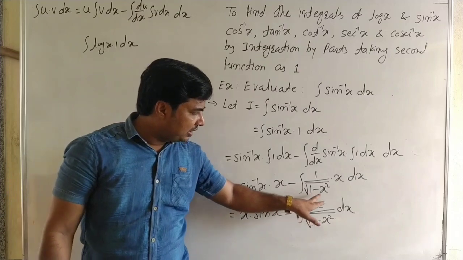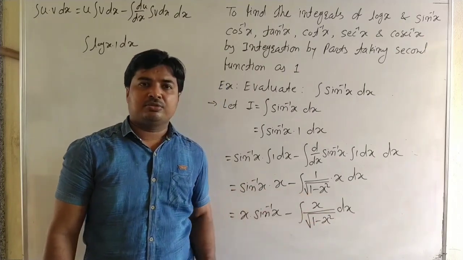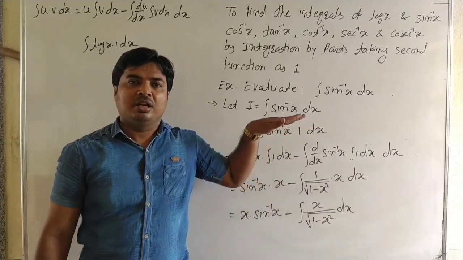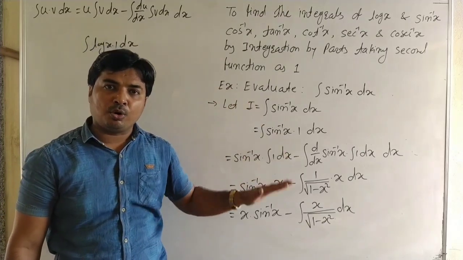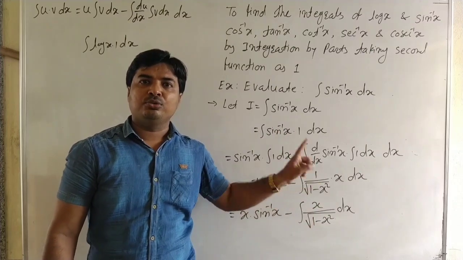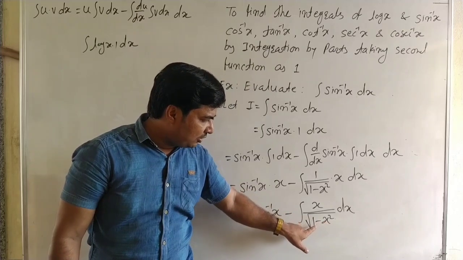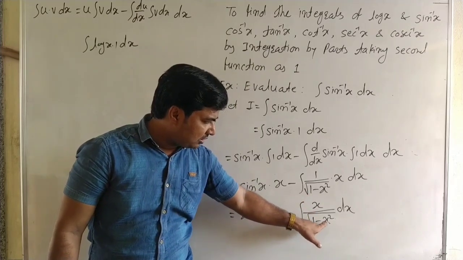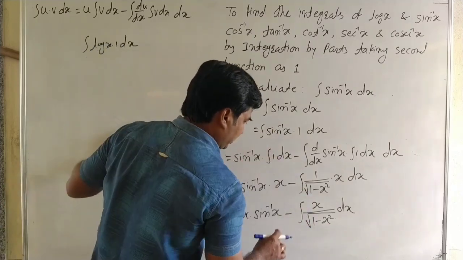Now how to find the integral of this term, x upon under root 1 minus x square? It is an integral of the type linear function upon under root quadratic function. So we can adjust the derivative of the quadratic function in the linear function. The derivative of the quadratic function is minus 2x. We can adjust minus 2x in the numerator.